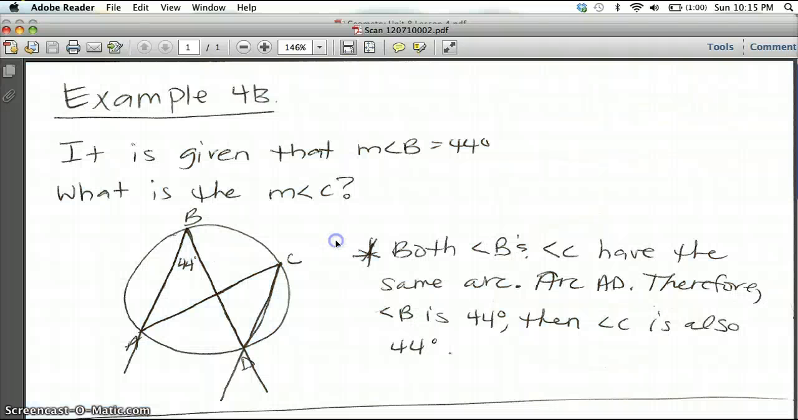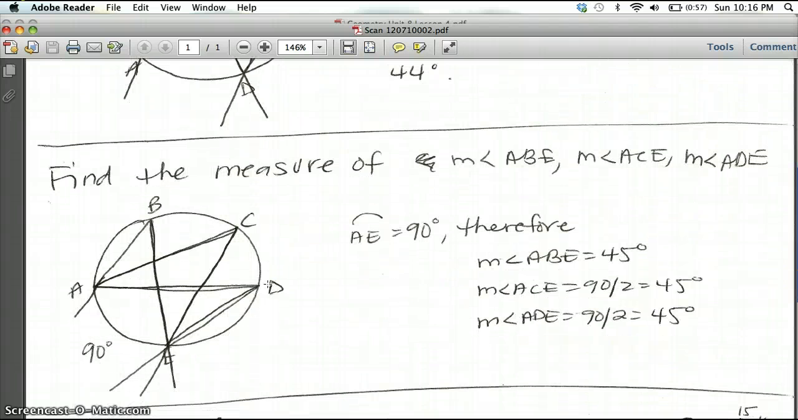Now, example 4b says, it is given that the measure of angle B is 44 degrees. So what is the measure of angle C? Well, let's look. If angle B is 44 degrees, the inside arc is AD. Well, let's look at angle C. Angle C also shares the same arc, which is AD. Remember, if they both share the same arc, then both of their angles are also congruent. So both angle B and angle C have the same arc AD. Therefore, angle B is 44 degrees and angle C is also 44 degrees.